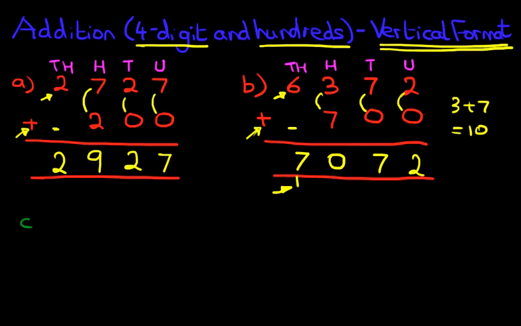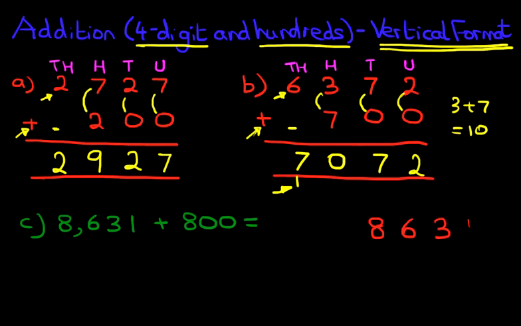Okay, one final example. This time we've got it written in the horizontal format. 8,631 plus 800. And the question says you have to do this in the vertical format and show your workings. So the first step is to write the question again in columns and write it in nice, neat columns. That is the key to this. And just be careful how you write 800. It has to go here. Okay, 800.